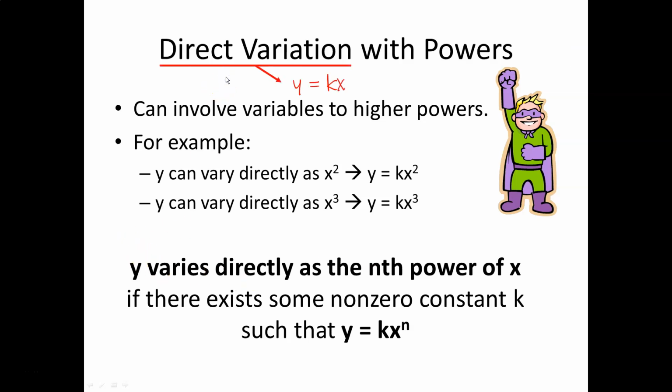Direct variation with powers. Remember that direct variation is y equals kx, and it can involve variables to higher powers. For example, if y varies directly as x squared, then we write that as y equals k times x squared. If y varies directly as x cubed, we write that as y equals k x cubed. You'll notice this is the same formula as regular direct variation. All you're doing is substituting in. If you've got something to a power, you just put it right there. You don't leave the powers off or have to do anything fancy. So if y varies directly as the nth power of x, there exists some non-zero constant k such that y equals kx to the n.